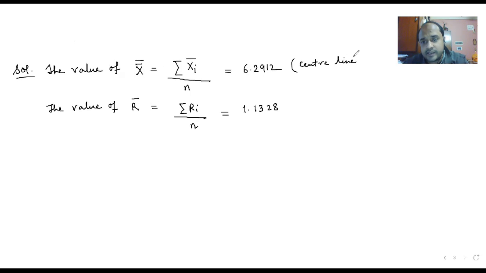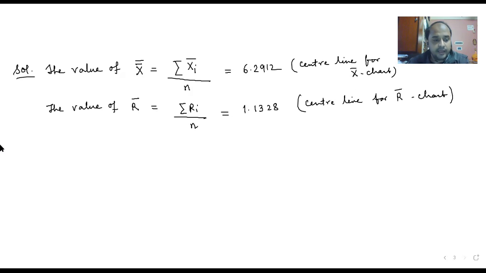This is our center line for the X bar chart, and that is our center line for the R bar chart. The two center lines have been obtained.